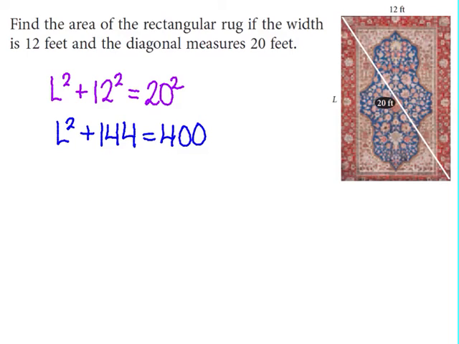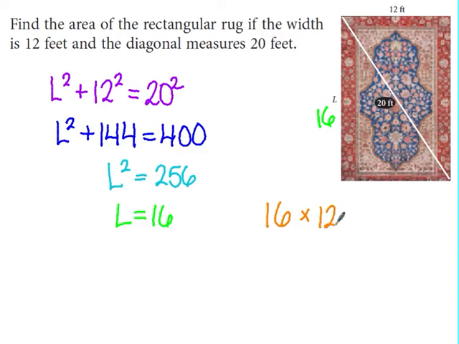So you should get L squared plus 144 equals 400. What does L squared equal? 256. So what does L come out to be? 16. So what do we know about 12, 16, and 20? It's another Pythagorean triple. Very good. And so now, in order to find the area of this rug, I'm going to take 16 times 12. What is 16 times 12? 192. The label will be feet squared.